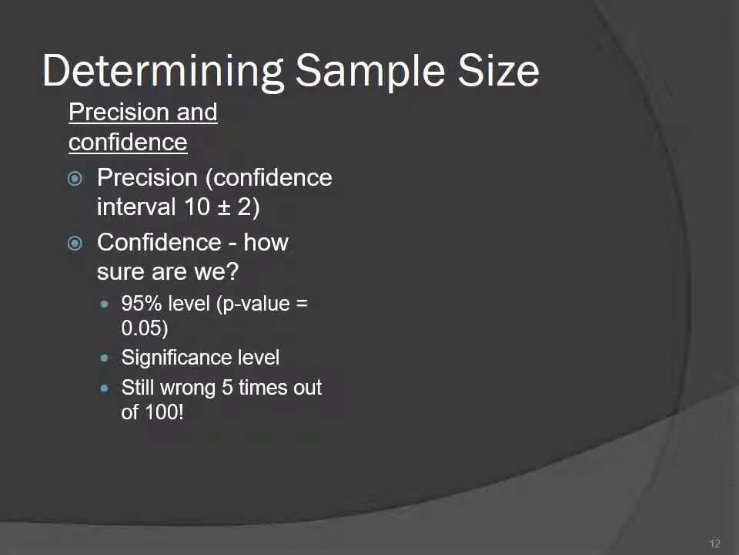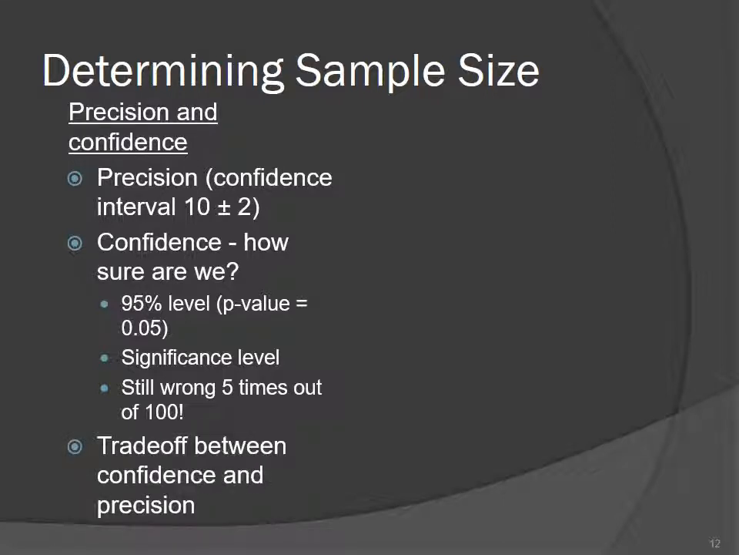So confidence is how sure we are, precision is how close we are to what it actually is. Usually in academic studies, they use a 95% level of confidence, which will be a p-value of 0.05 or lower. Even at that, if you're 95% confident, you're still wrong 5 times out of 100. So you need to keep that in mind as you're looking at the results. You could be wrong. So there's a trade-off between confidence and precision.